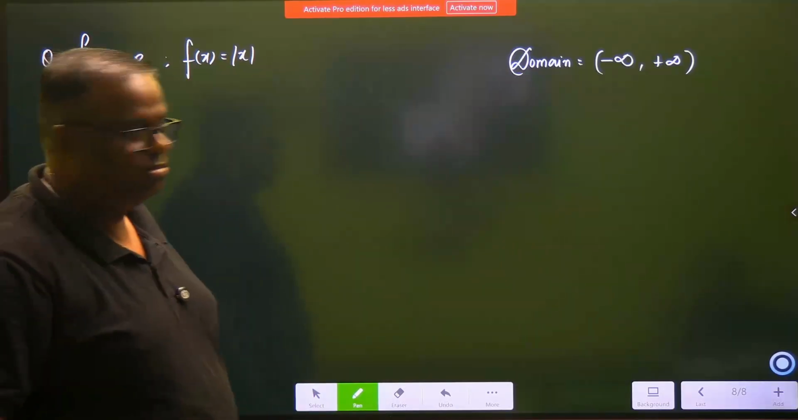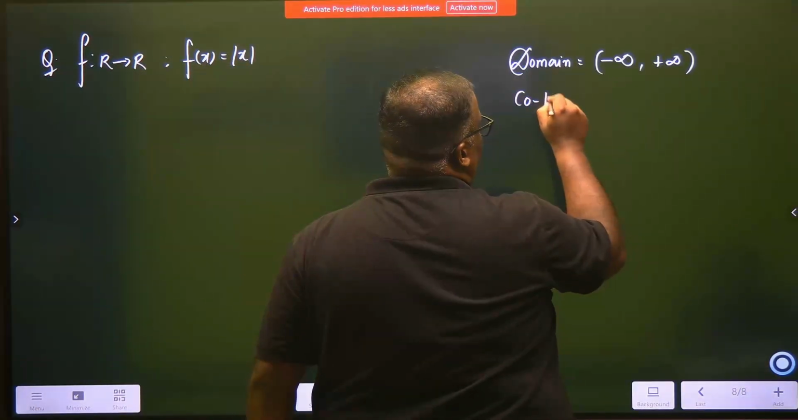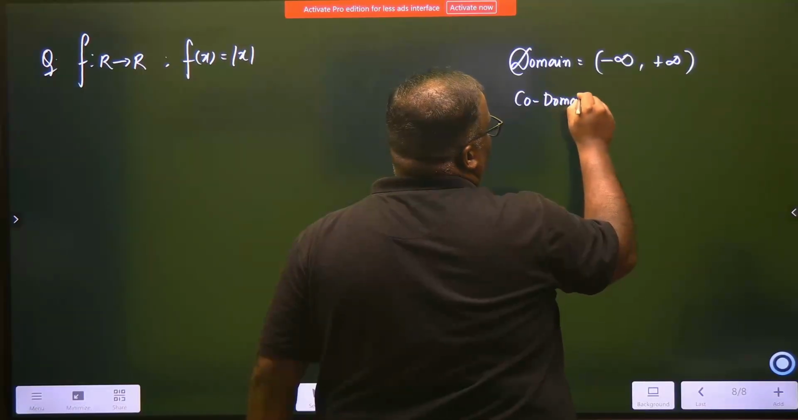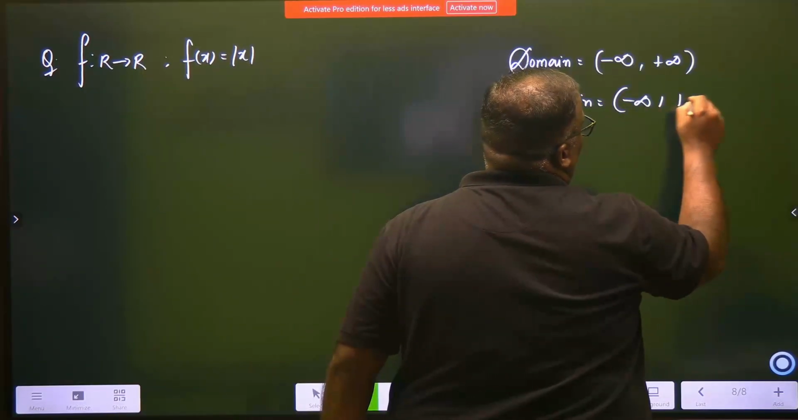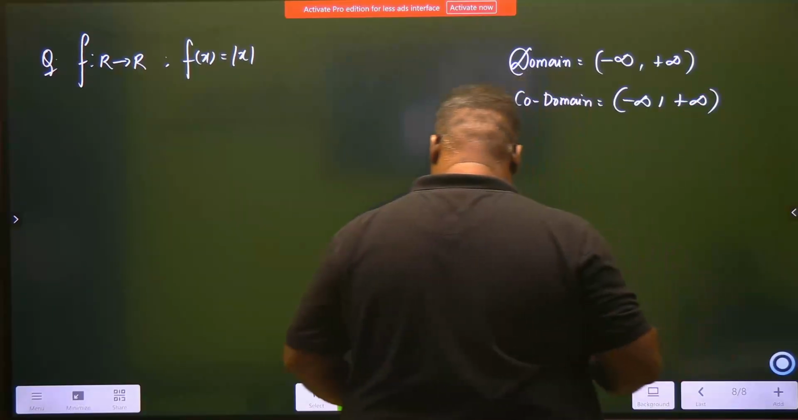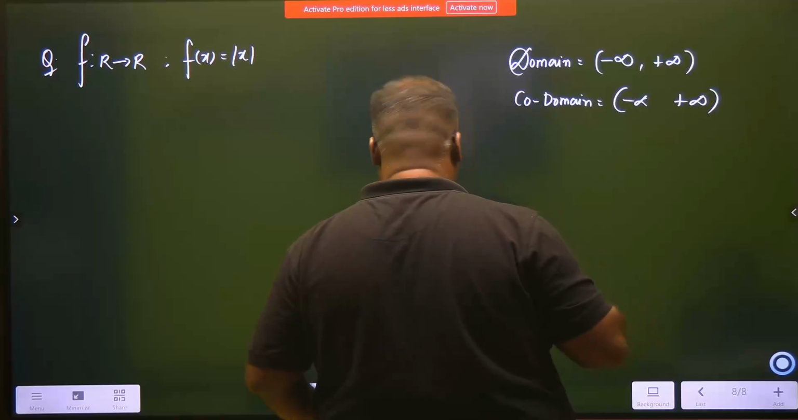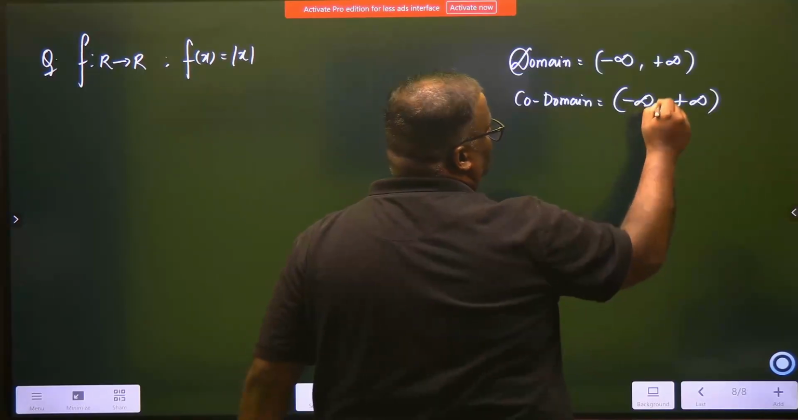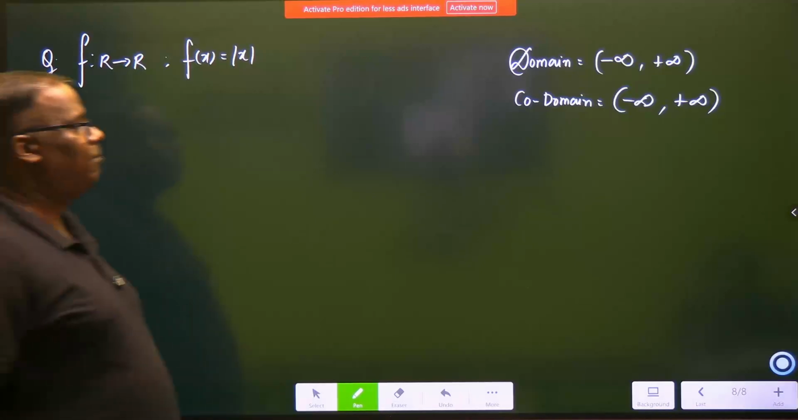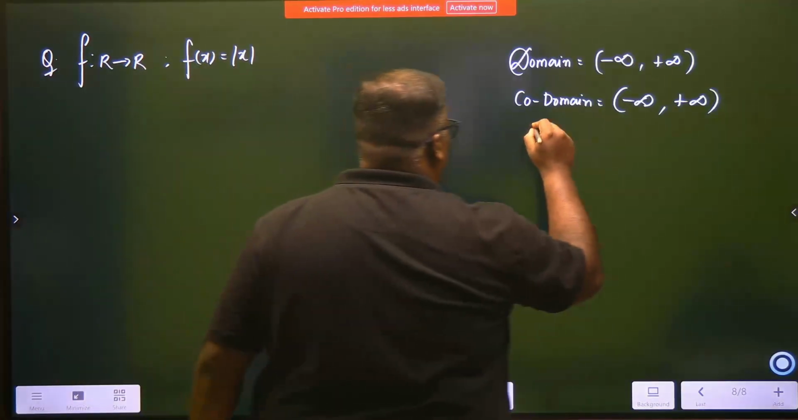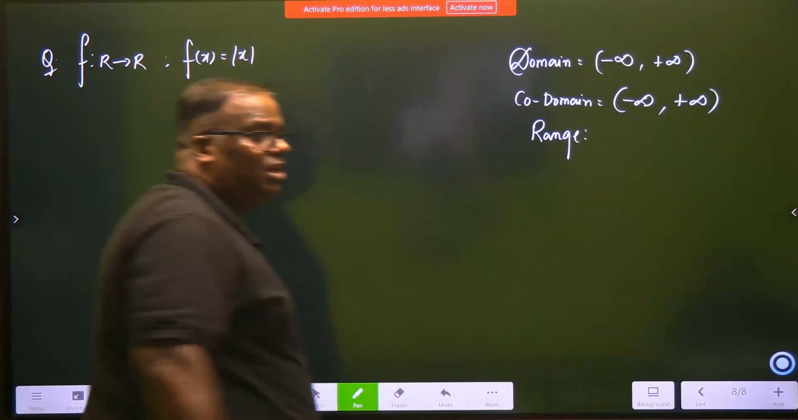Right? If you see the codomain of this function, then the codomain is also minus infinity to plus infinity. Do you agree? Have you understood this much? Domain, codomain. But let's talk about the range. Let's talk about the range. What will be the range?